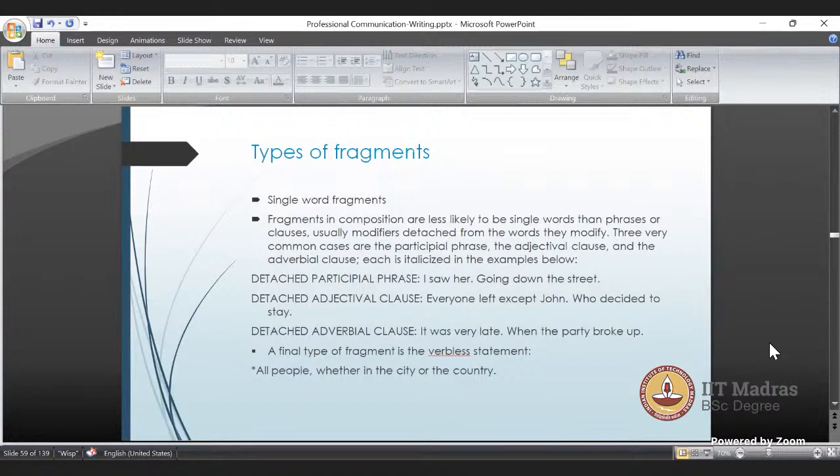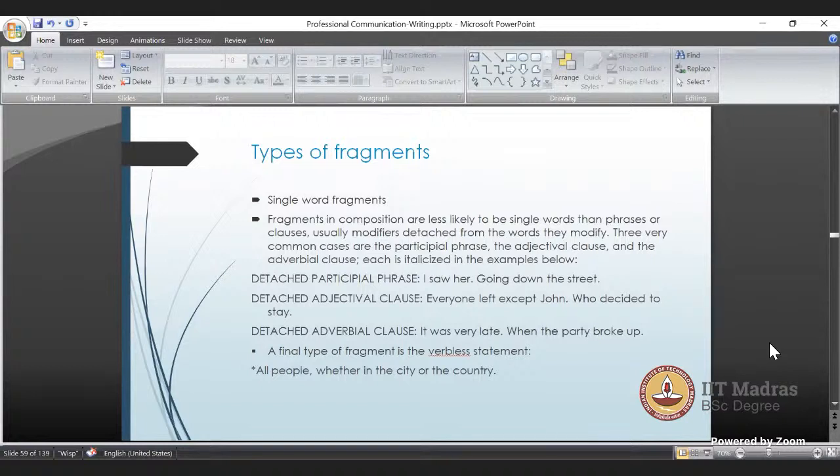Look at the example. Everyone left except John, who decided to stay. Now this is an adjectival clause because who decided to stay, that particular fragment, refers to John. It is modifying John, who decided to stay.